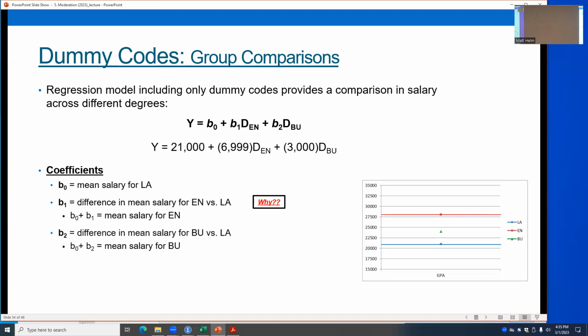And then my last, B2, is the difference in my mean salary for business versus liberal arts, right? So here, basically, if I have someone who's a business major, I've got 21,000, that's 0, so that goes away. This is 1, my salary is those 2 added together. Okay.